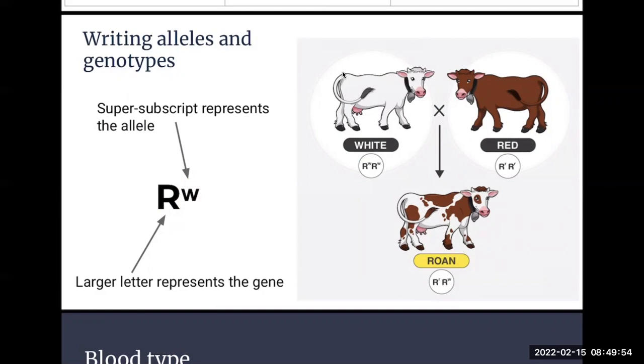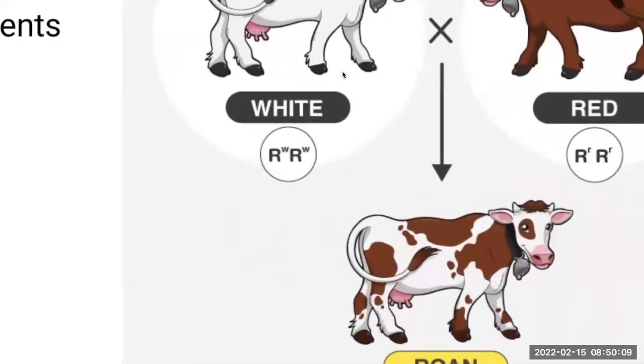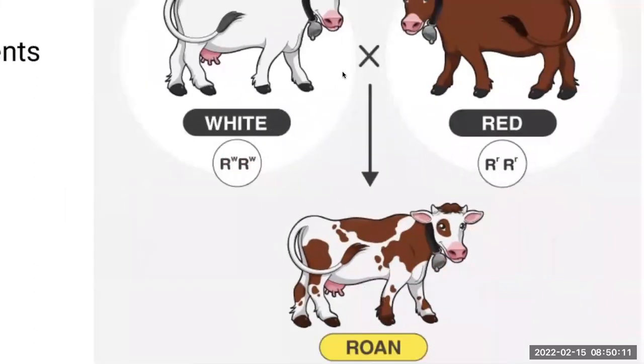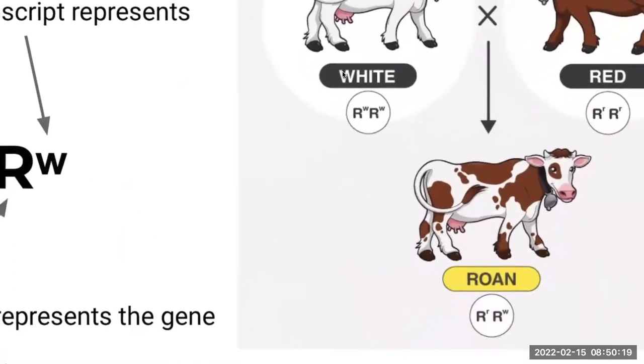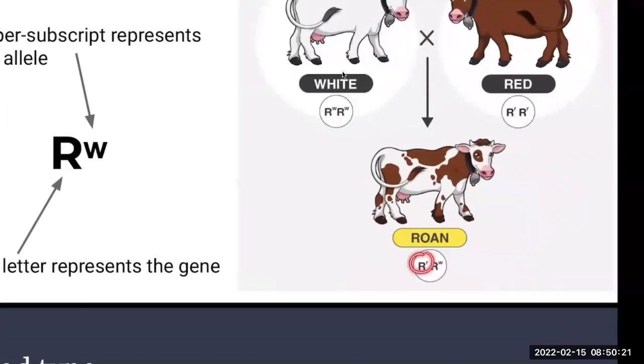So in cattle, when you look at the coat color, you can get a white color and a red color, and they're controlled by the gene R. And you can get two different variations of that gene. You can have white represented by the superscript W, or you can have red represented by the superscript R. All right, and then if you get a white and a red, then you have a roan coat. So a roan cow would have red and white patches on its body.